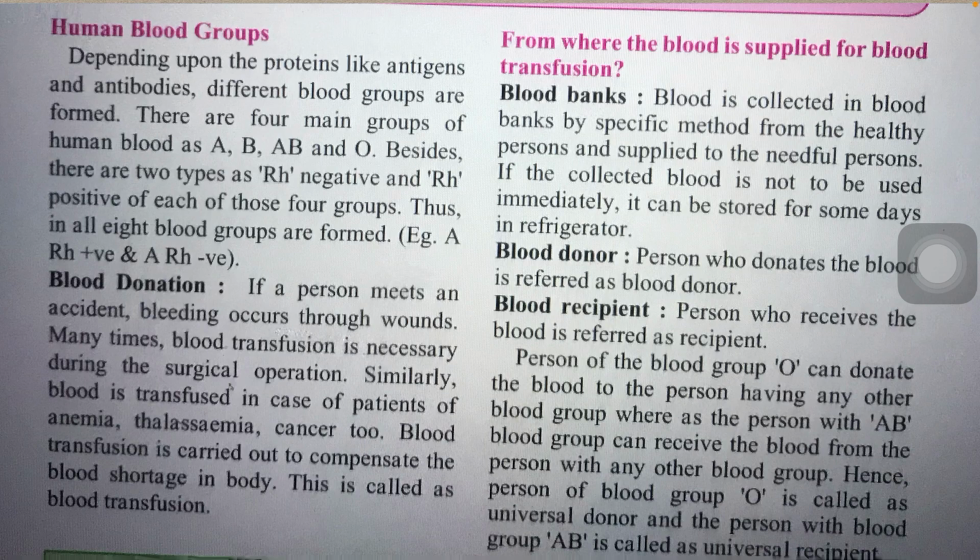Person of the blood group O can donate blood to the person having any other blood group, whereas the person with AB blood group can receive the blood from the person with any other blood group. Hence, person of blood group O is called as universal donor, and the person with blood group AB is called as universal recipient.